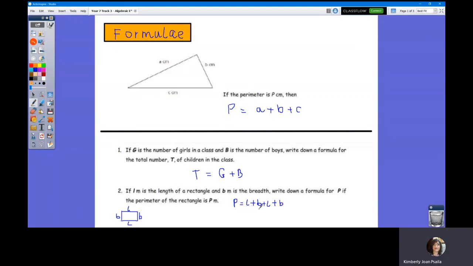Now I have noticed that I can collect the same terms because I have L plus L and I have plus B plus B. So I need to collect the same terms. The final answer should be P is equal to 2L plus 2B. So my formula should be equal to 2L plus 2B. Right, so these are formulae.